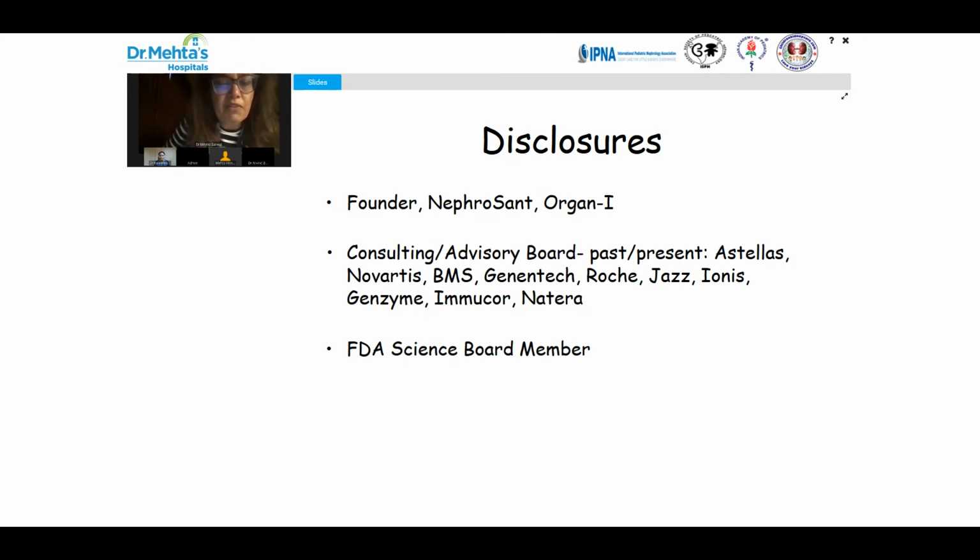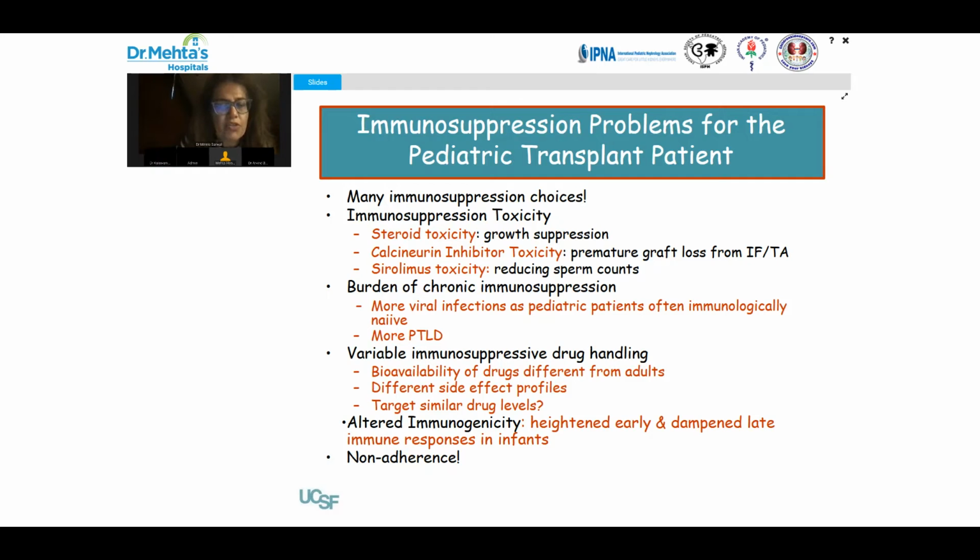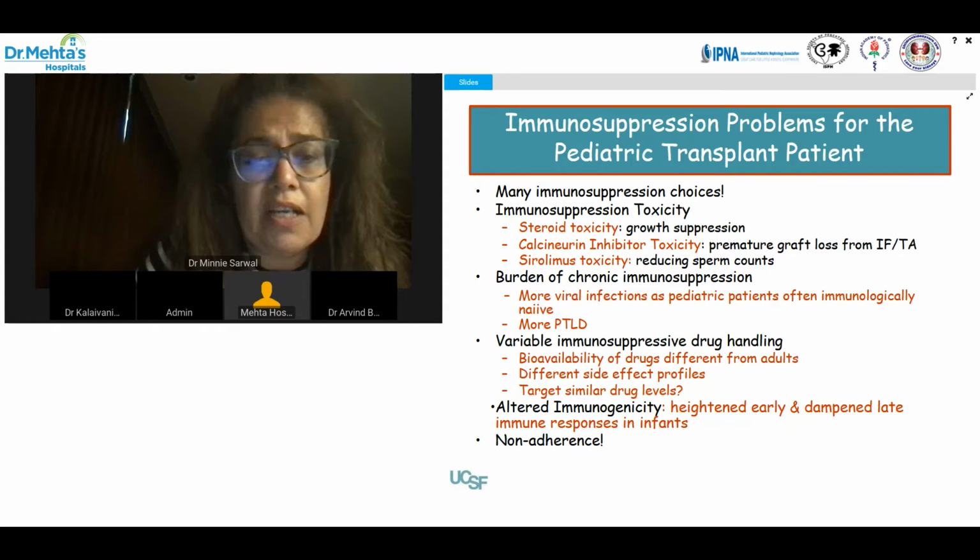So immunosuppression problems for the pediatric transplant patients, I think the biggest issue that faces us as clinicians is that our patients have many immunosuppression choices. And these immunosuppression drugs, of course, are associated with a lot of toxicities. The most important toxicity for our patients is growth suppression relating to maintenance steroid therapy. There's also calcineurin inhibitor toxicity, which can result in progressive interstitial fibrosis and tubular atrophy, and potentially premature graft loss. The mTOR inhibitors can also have toxicity, such as potentially reducing sperm counts, and this could be important in a young male child that is still pre-pubertal.